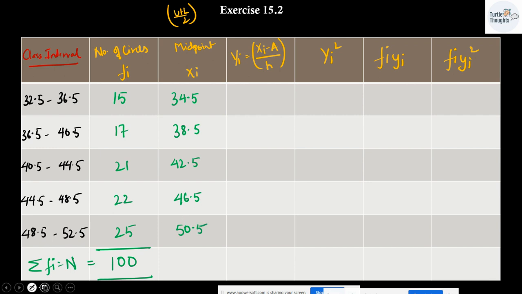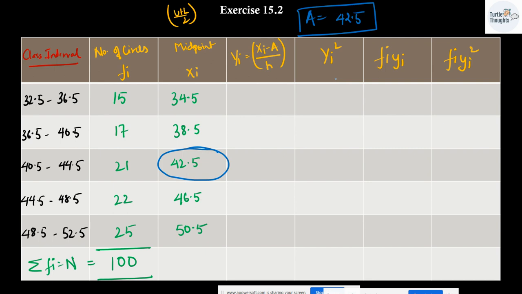Next, I need to consider assumed mean A. A is going to be the assumed mean. Assumed mean is going to be the middle value of xi. So the value is 42.5. I have got the value of A. Now I need to calculate yi, which is going to be xi minus A divided by h. h is going to be equal to u minus l, upper limit minus the lower limit. 36.5 minus 32.5. It is going to be equal to 4. Xi minus A divided by 4 will be the answer.